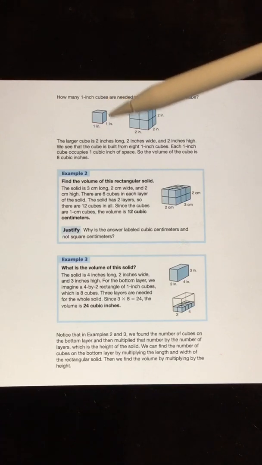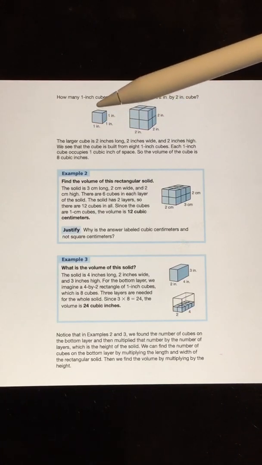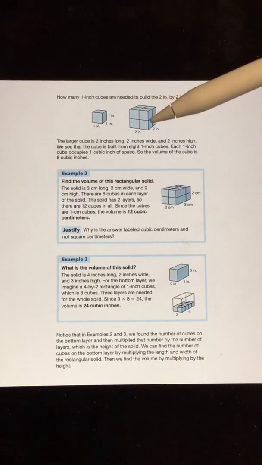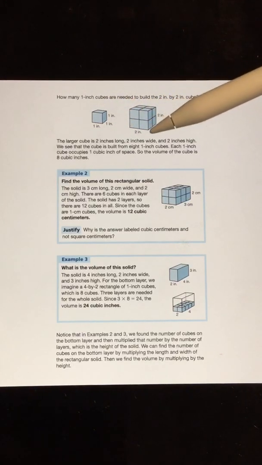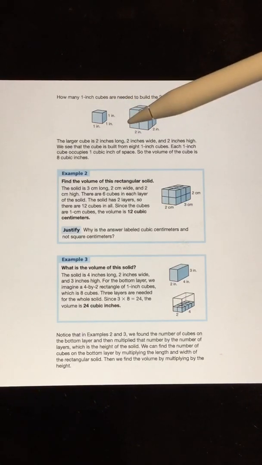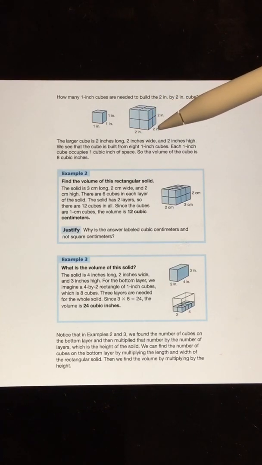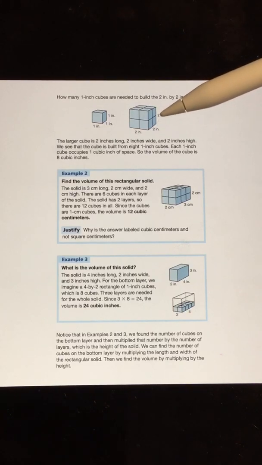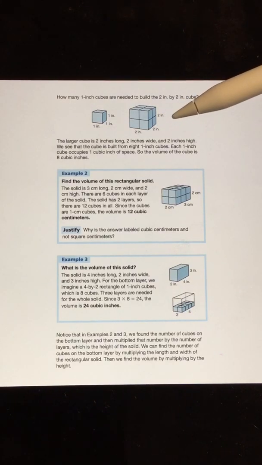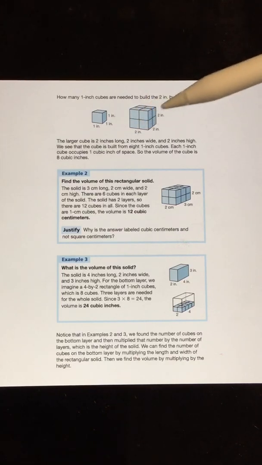All right, so here we have how many 1-inch cubes are needed to build the 2-inch by 2-inch cube. So here we go. We have 1, 1, 1. So the volume of this shape would be 1 cubic inch. Here we have 2, 2, 2. Length, width, height. 2 by 2 is 4. 4 by 2 is 8. So we have 8 cubic inches for this shape.